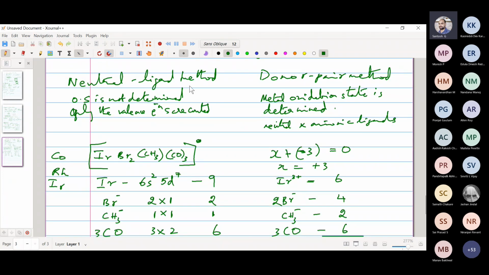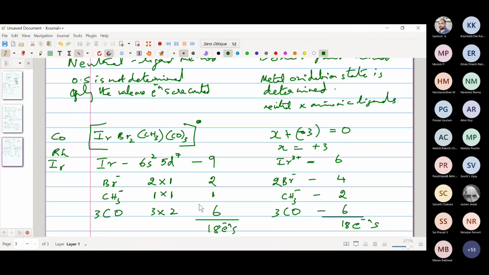In the neutral ligand method, you do not seek to find the oxidation state of the metal. Instead, you use just the total valence electron count in the atom. Second thing is neutral ligands are considered to be 2 electron donors and anionic ligands are considered to be 1 electron donors. And when you do the calculations, you get the total electron count.